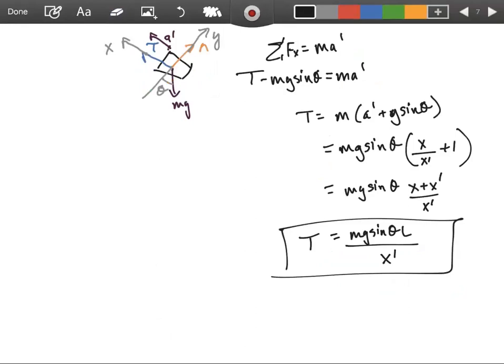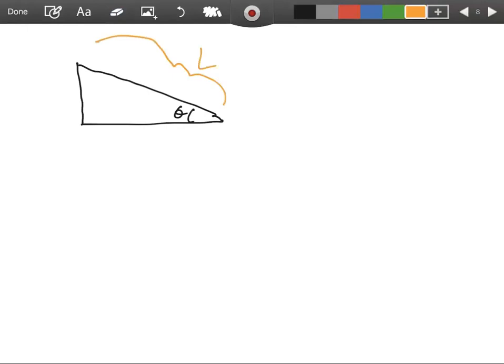Let's do the same problem, but this time using conservation of energy and compare the two. So let's go back to our original picture. Here's my inclined plane. I know this is my angle of theta. I know that this whole distance across here is my distance of L. My block is going to start off here with my initial velocity equal to 0. It's going to finish down here with my final velocity equal to 0.